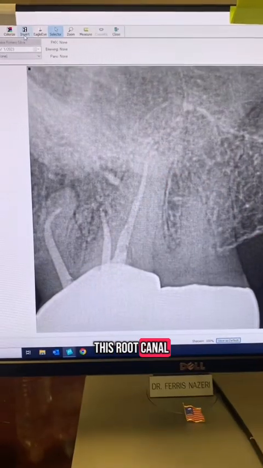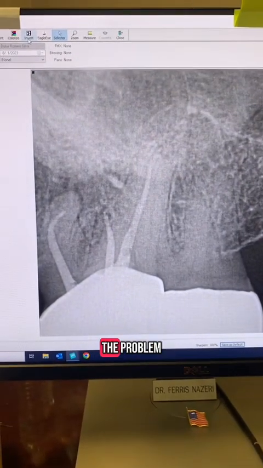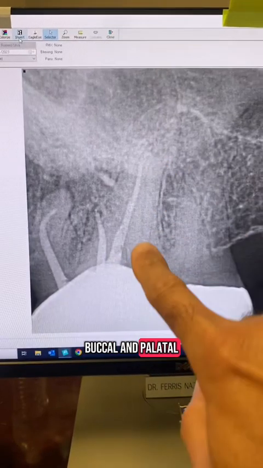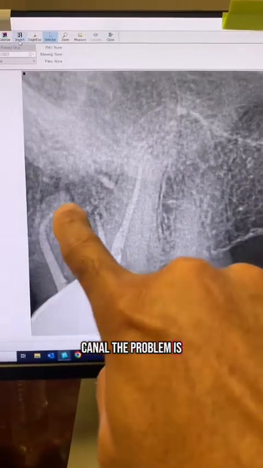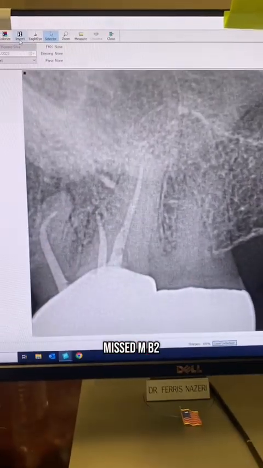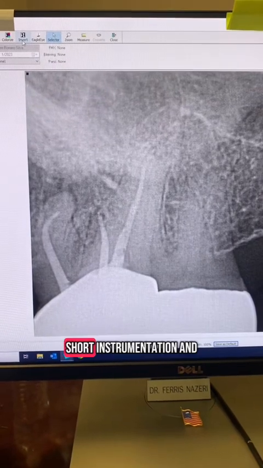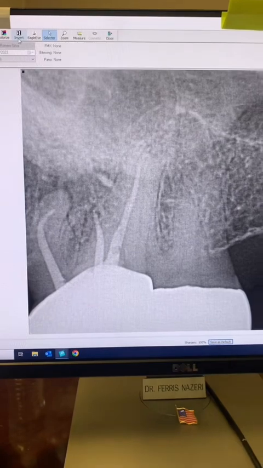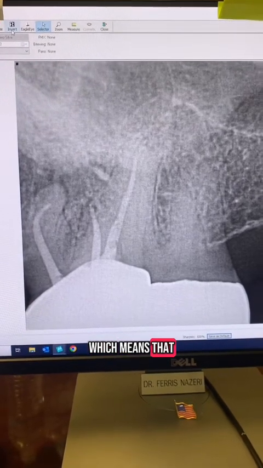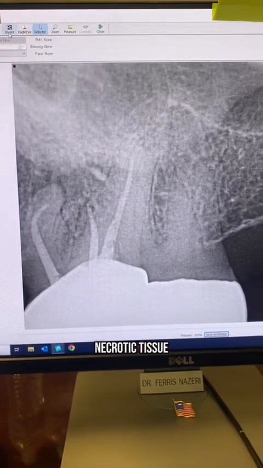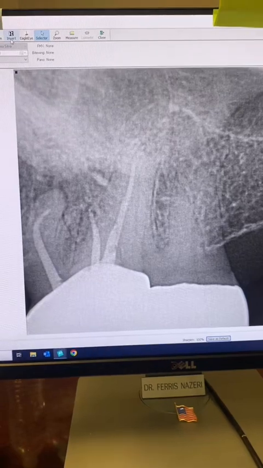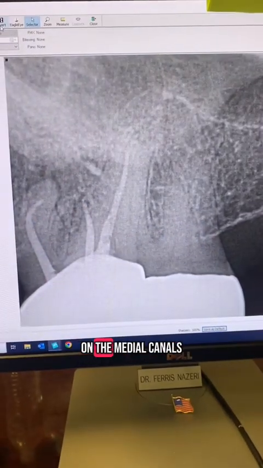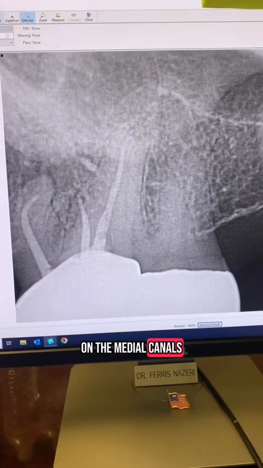As I said, this root canal was done a few years ago. The problem is not the distal buccal and palatal canal. The problem is missed MB2, short instrumentation and obturation of the MB1, which means that the dentist left necrotic pulp tissue and bacteria behind. Okay, so we're gonna just work on the mesial canals.